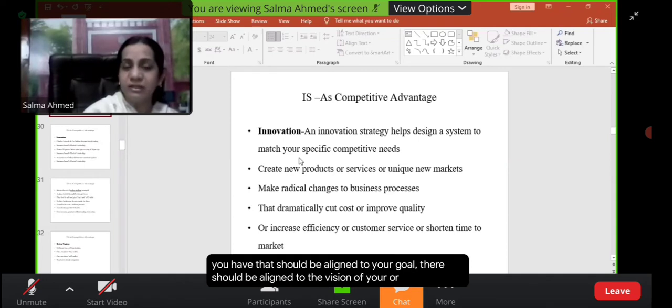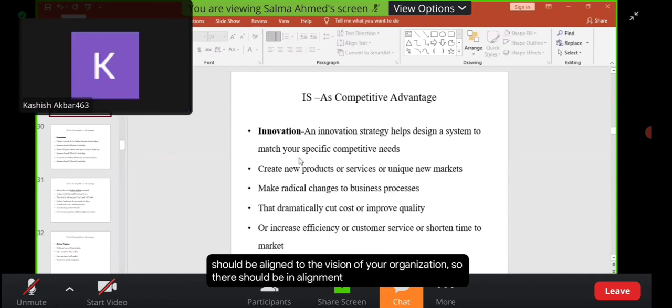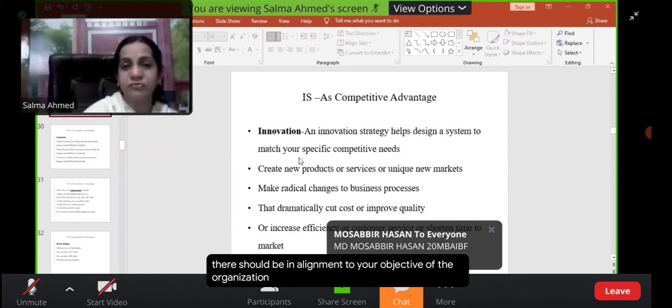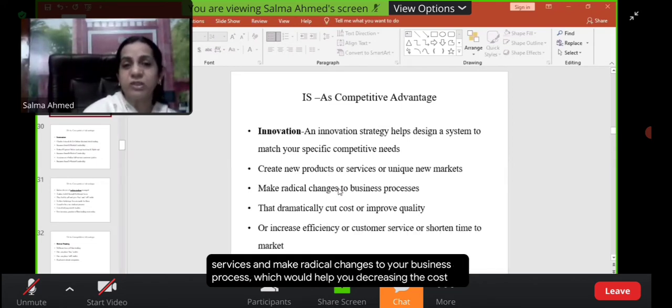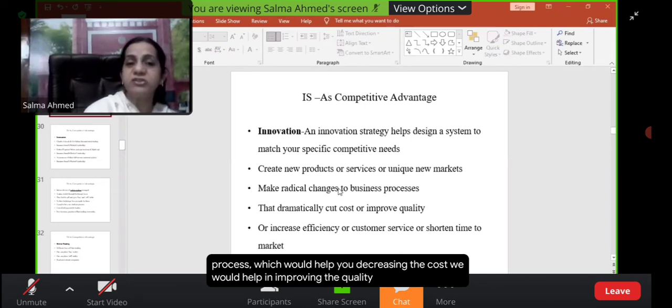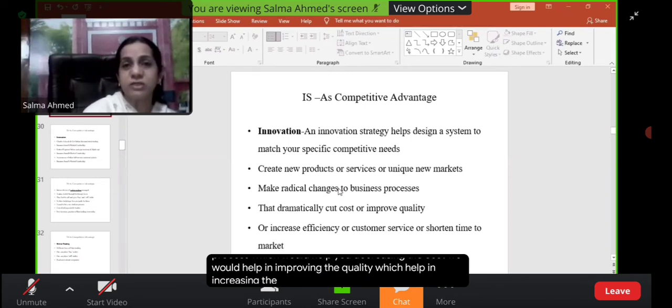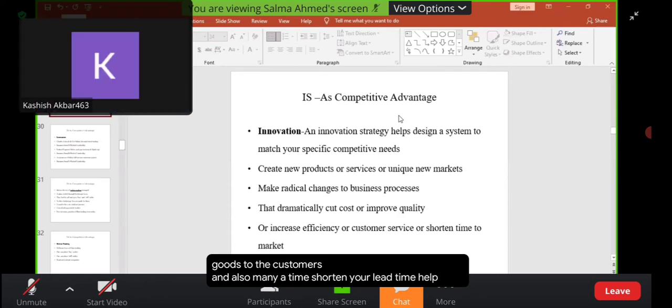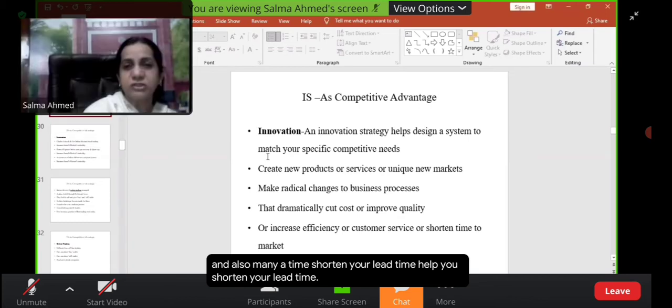So you could create new products and services, and make radical changes to your business process, which would help in decreasing the cost, improving the quality, and increasing the efficiency with which you deliver the goods to the customers, and also, many a time, shorten your lead time. An innovation strategy therefore helps design a system to match your specific competitive needs.